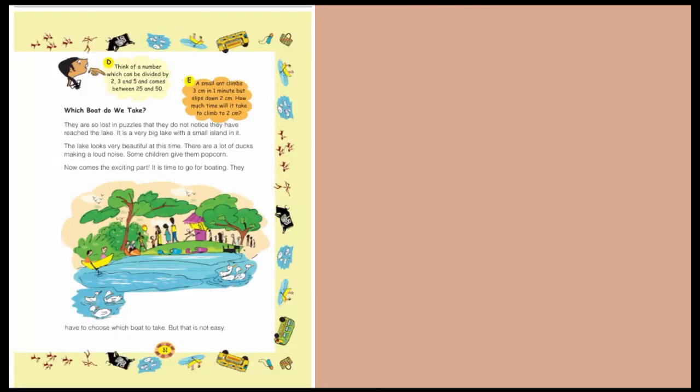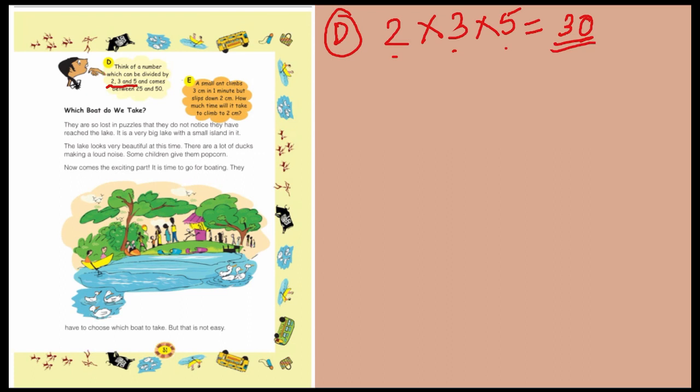Think of a number which can be divided by 2, 3 and 5 and comes between 25 and 50. For this type of sums or problems, what you will do, you have to multiply all these 3 numbers. So we'll multiply 2 into 3 into 5. So what is the answer? 2 into 3 is 6, 6 into 5 is 30. So 30 is the number which can be divided by 2, 3 and 5, and it comes between 25 and 50 also. So the answer is 30.